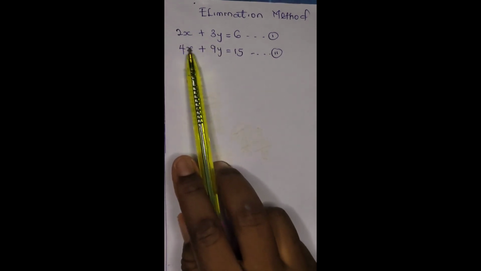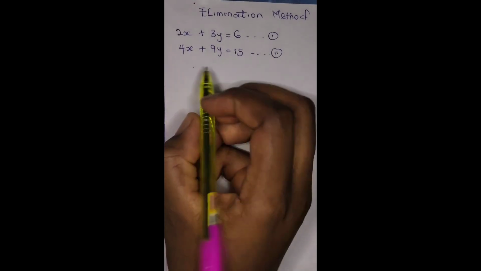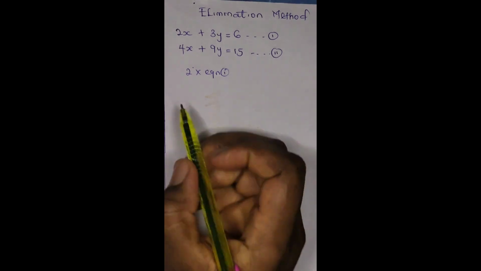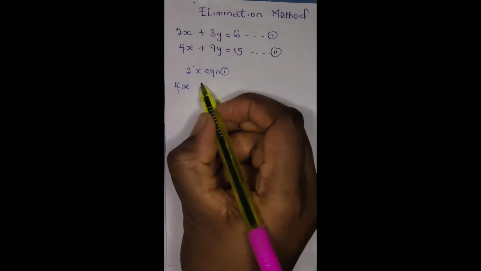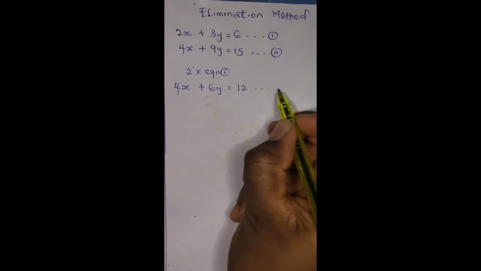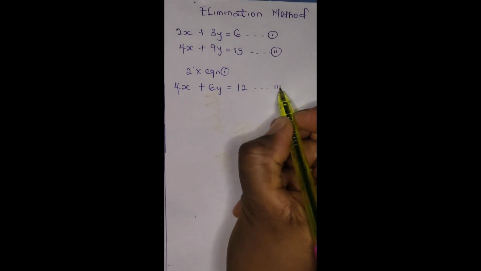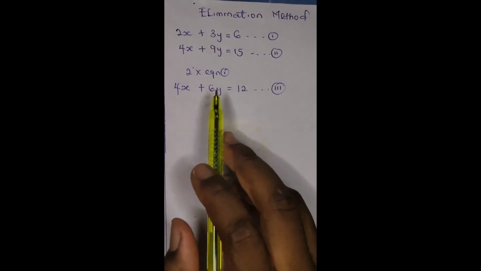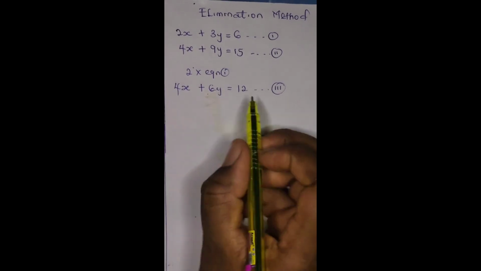So if we actually want to eliminate x from these two equations, we'll be multiplying equation 1 by 2. So 2 times equation 1. Equation 1 becomes 2 times 2 will give us 4x plus 2 times 3 will give us 6y equal to 12, which becomes our equation 3.